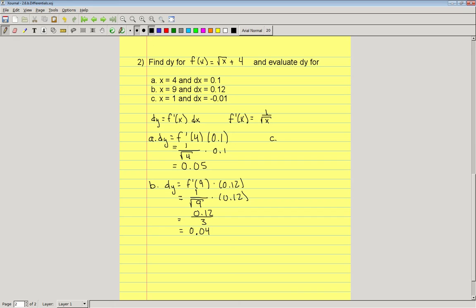All right, to give ourselves a little bit more room, let's do part C on the other side of the page. We have dy equals f prime of 1 times negative 0.01. That's fine for dx to be negative. We plug 1 into our derivative, so we get 1 over the square root of 1 times negative 0.01. The square root of 1 is 1, 1 divided by 1 is 1, and so we are left with negative 0.01 as our value for dy.